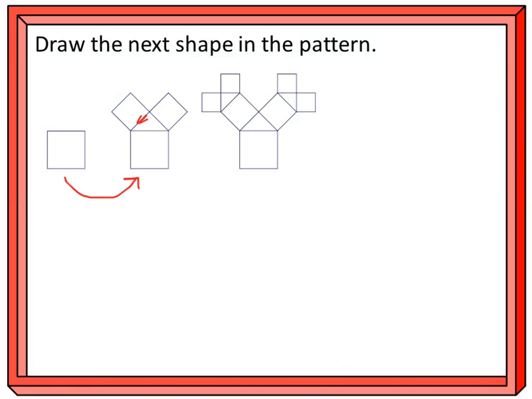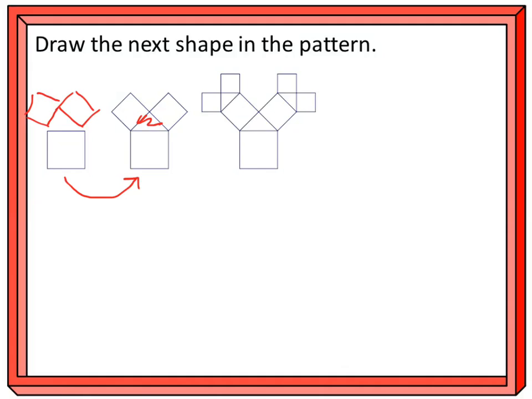And notice that this triangle right there, the hypotenuse is sitting along one of the sides of the square, and on each of the sides of the right triangle we're adding a square. And that's basically the pattern. You just keep doing that for every square that's in the picture.